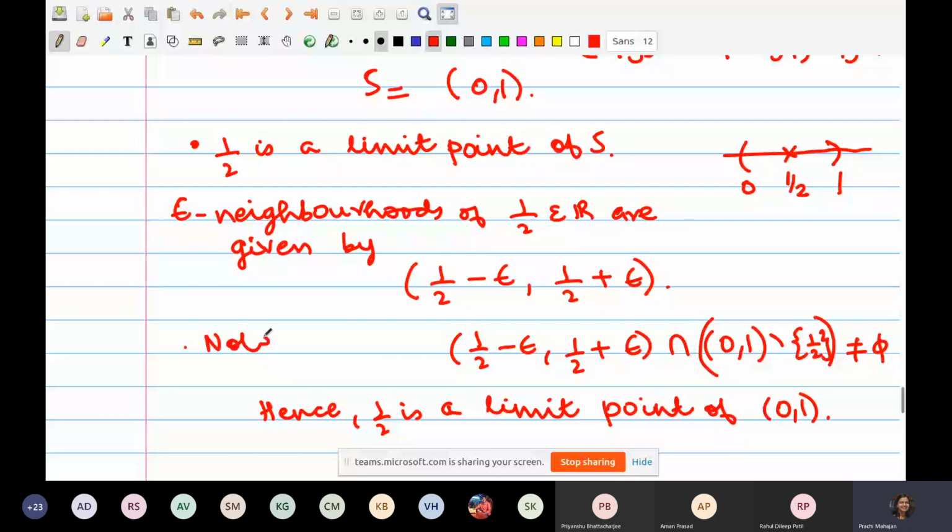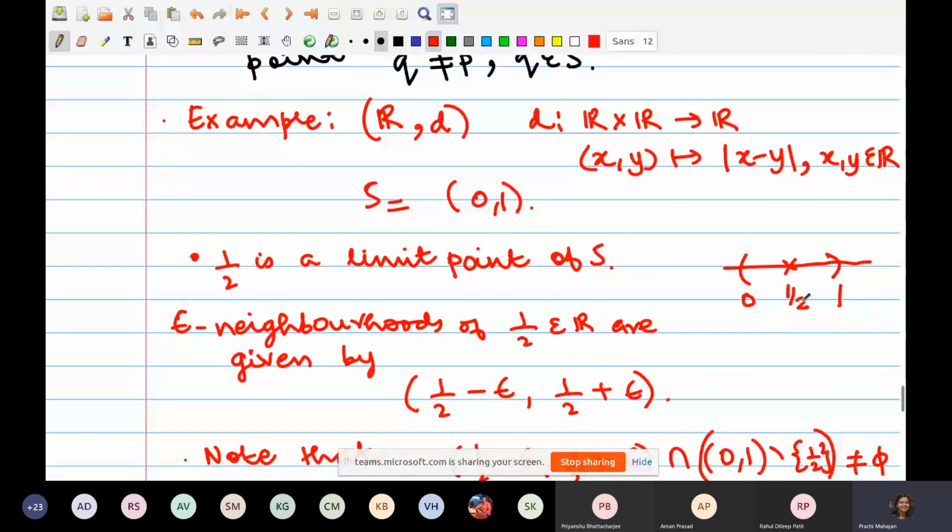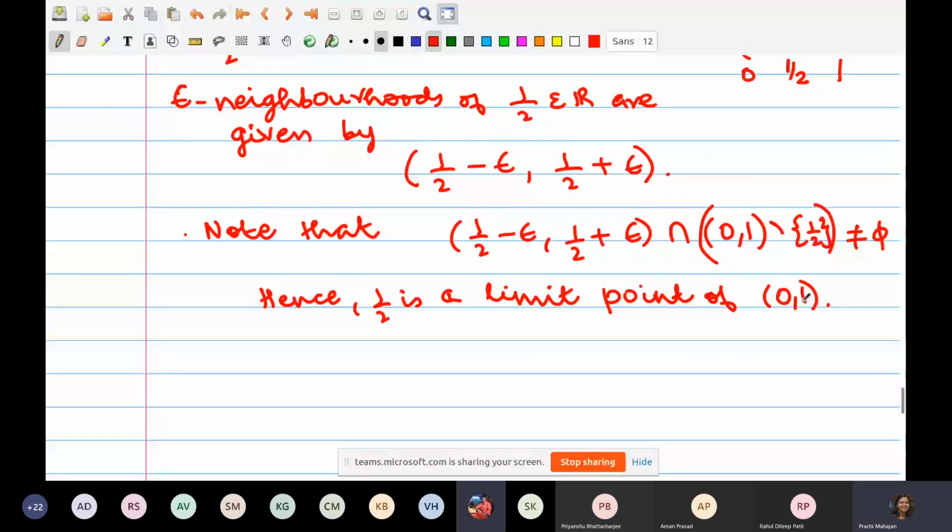Okay, what if I pick any other point of this interval instead of half? What if I pick any other point of the interval? In this example, every point of this interval is a limit point, correct? Does everybody see this? Yeah, so it's exactly the same proof.